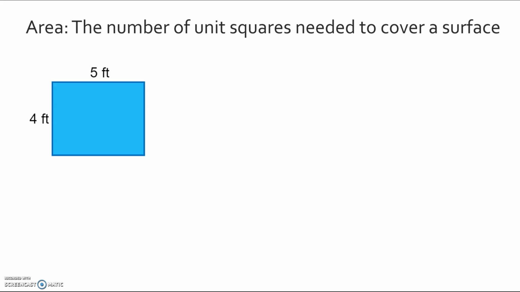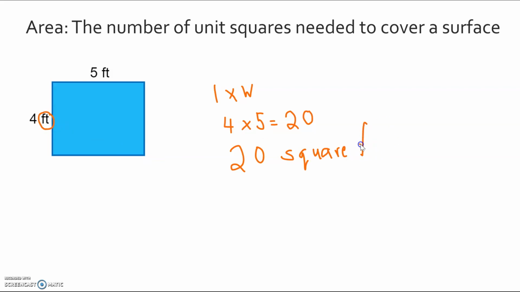In this example, we see a rectangle that has 4 feet and 5 feet measurements. When you find the area of a rectangle, you multiply the length times the width. So we're going to multiply 4 times 5. And 4 times 5 is equal to 20. When we write out the actual unit square measurement, it will be 20 square. And we're going to look at the measurement square feet.